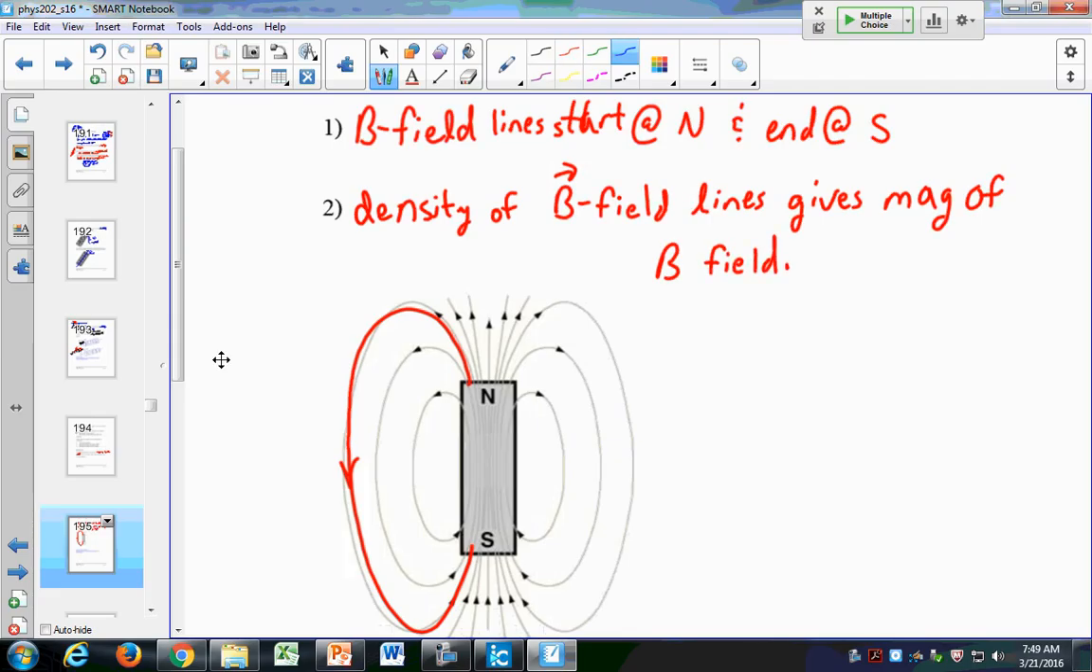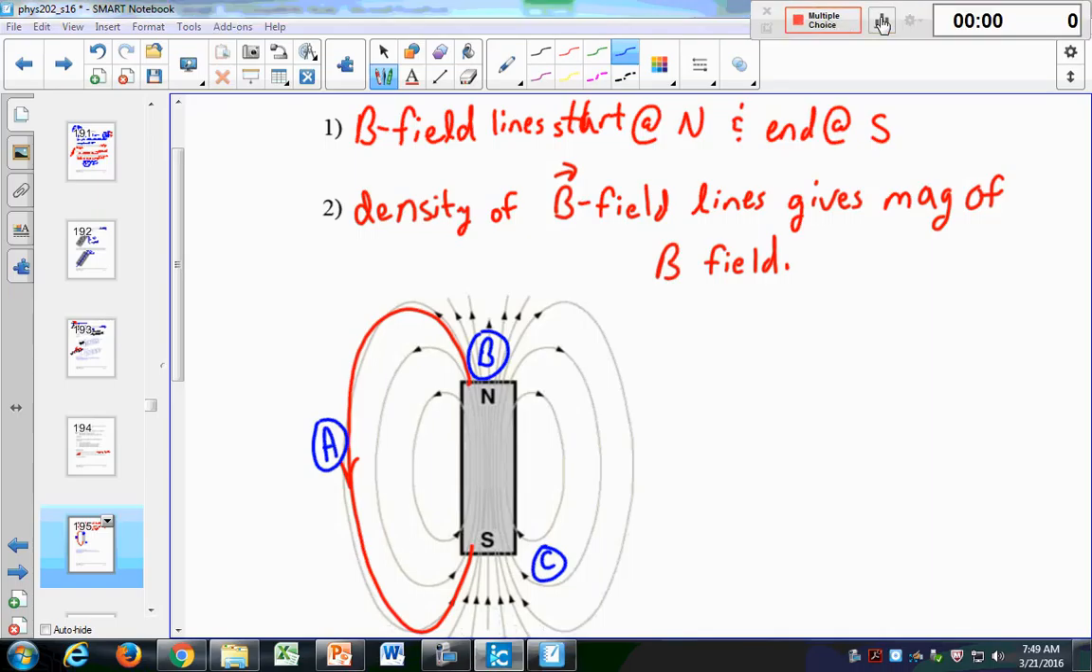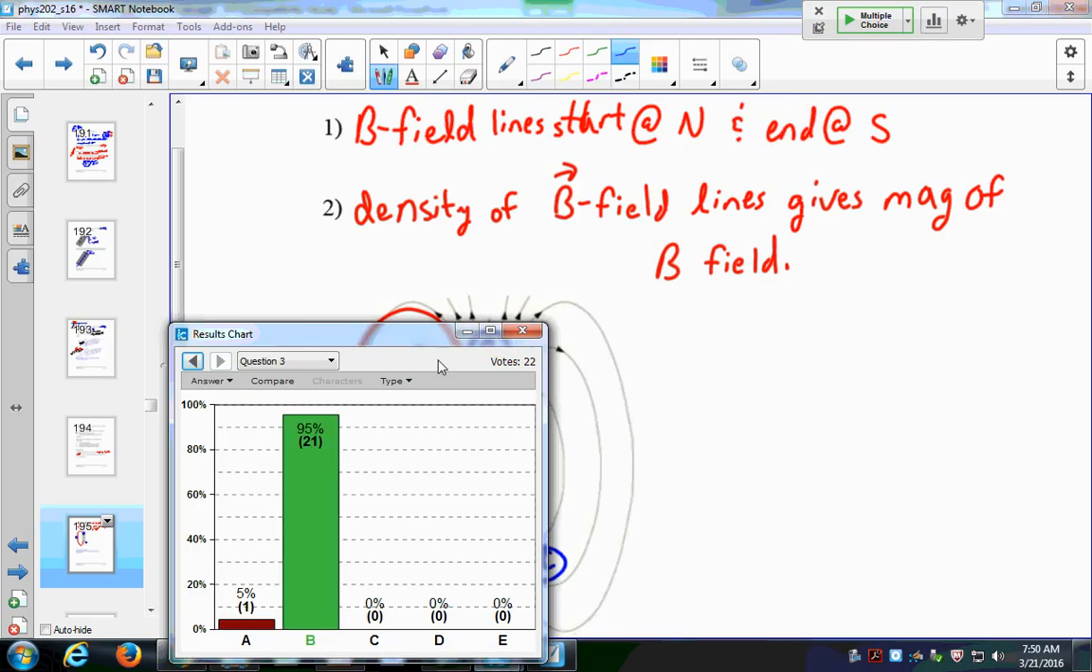So let's try this. Let's say that this is option A, this is option B, and this is option C. Where is the magnetic field greatest? At location A, B, or C? Where is the magnetic field greatest? B. Yeah, click it. All right, just a few more seconds. I'll stop at 25, 25. All right, good. B is right.